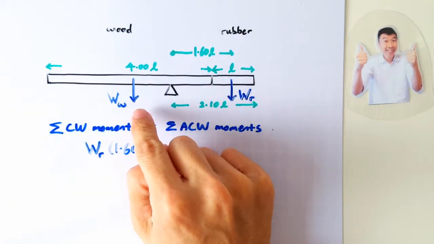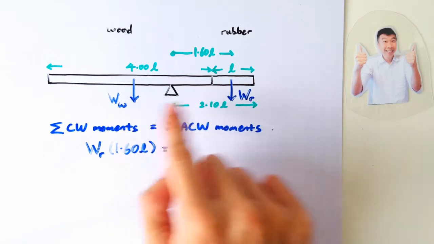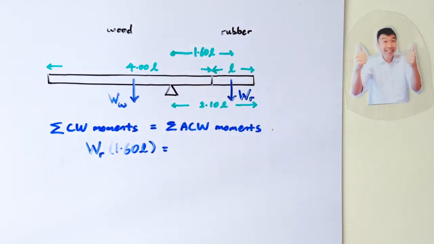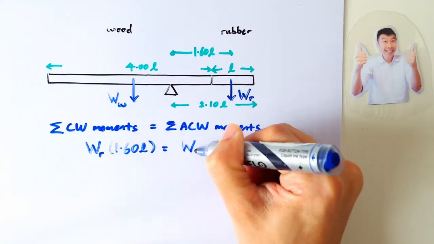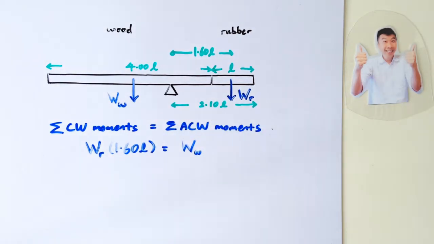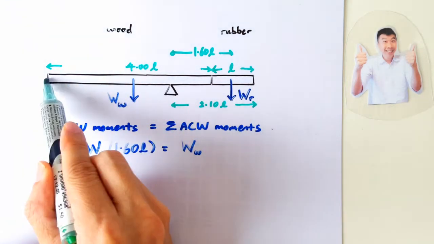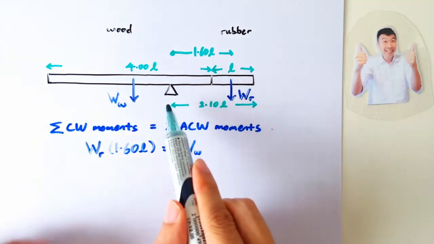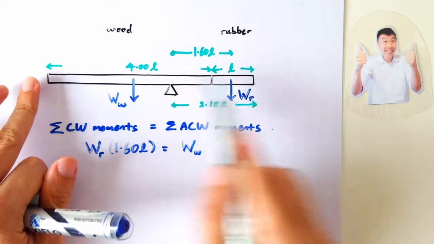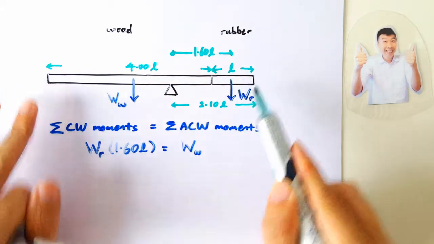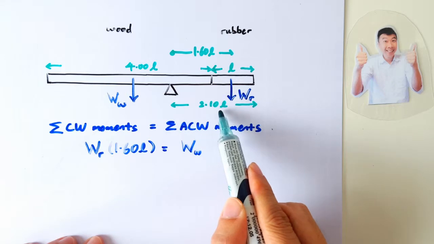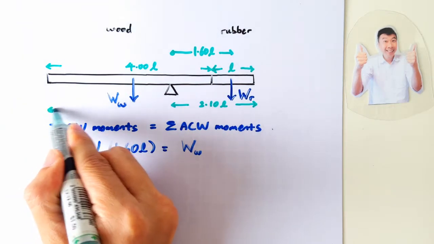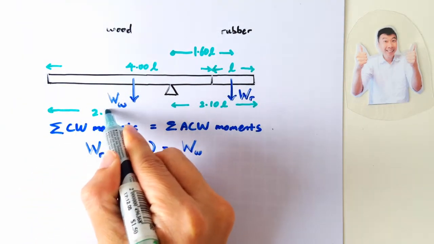This is the one that produces the anti-clockwise moment to balance the clockwise moment. So that moment can be calculated as WW times the perpendicular distance. So this is the distance we want. Again, the entire rod is 5L. The right portion is 2.10 L. That leaves this portion to be 2.90 L.